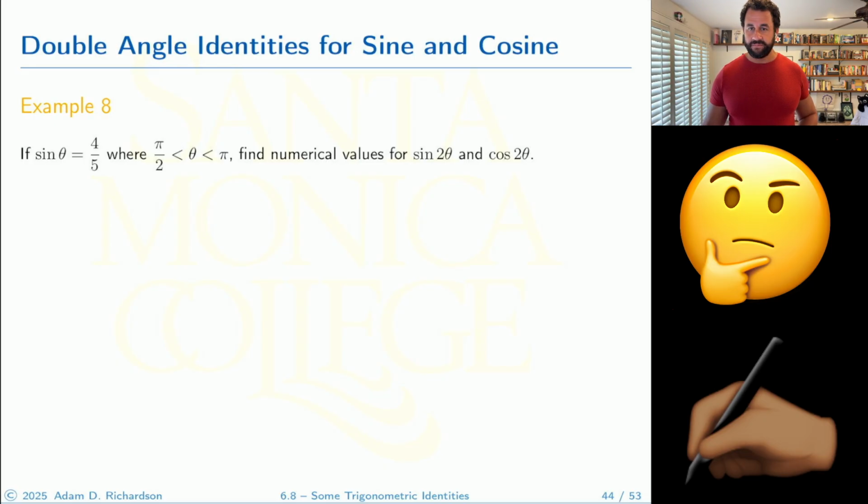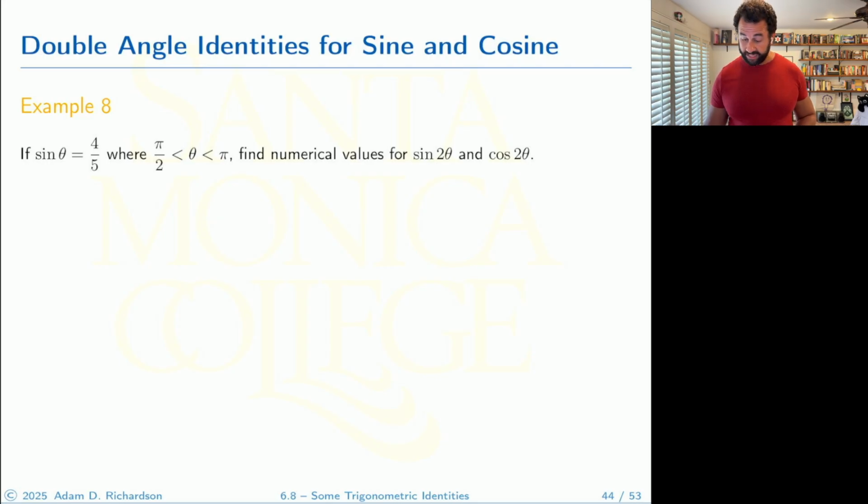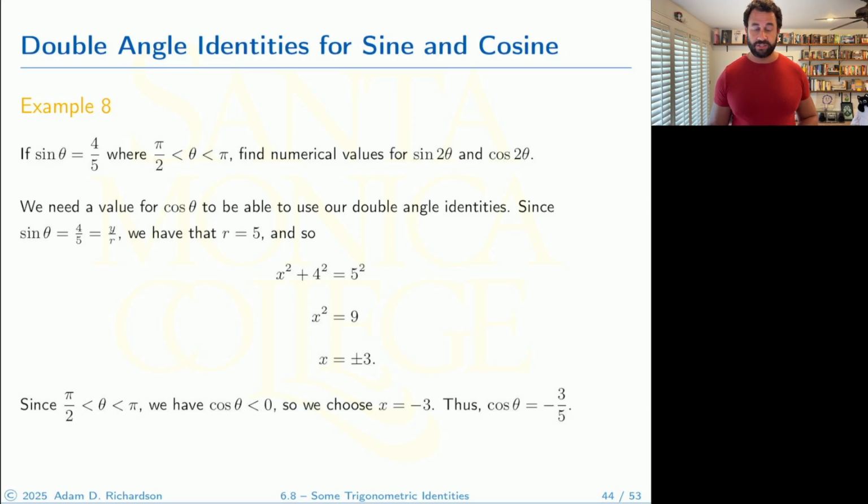Okay, now let's do it together, and we're going to piece all these things together and see what we get. So first, we need a value of cosine theta if we want to be able to use the double angle identities. Cosine theta appears in those identities. Now, we know that sine of theta is 4/5, and by right triangle trigonometry, we know that's going to be y over r. So that means that the radius of the circle involved here is 5.